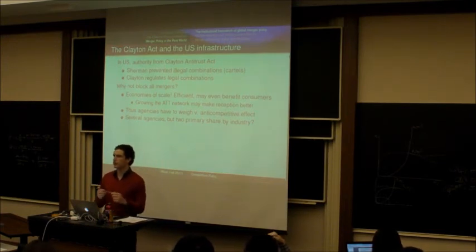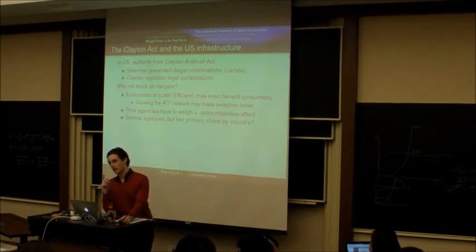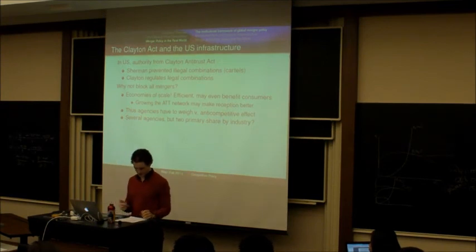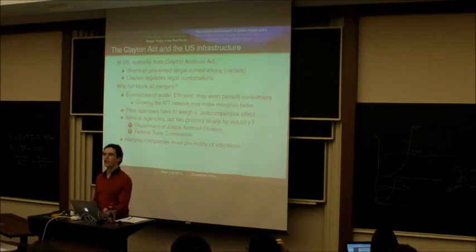And Maria, what are the two agencies in the United States that have responsibility? The Federal Trade Commission and the Antitrust Division of the Department of Justice. Exactly right. The Department of Justice, the Antitrust Division, and the Federal Trade Commission. Companies have to notify these agencies before they want to merge.